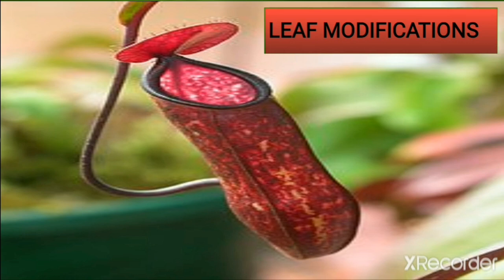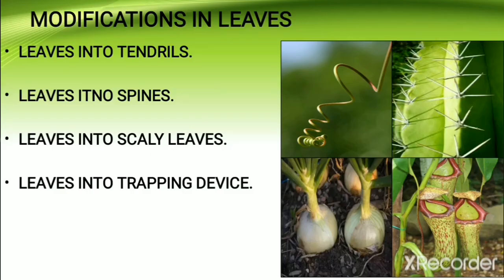exchange and transpiration. But sometimes in some plants, though they are doing their main function of manufacturing food or transpiration and everything, some of the leaves will get modified to perform some special functions. So today we will study how these leaves get modified to perform some different functions in addition to those three main functions. So now let's start, what kind of modification we can see in the leaves.